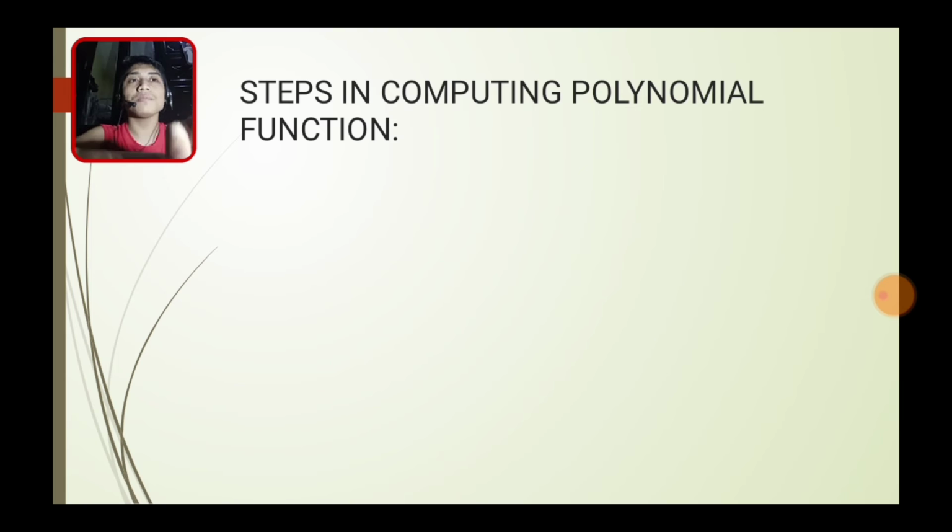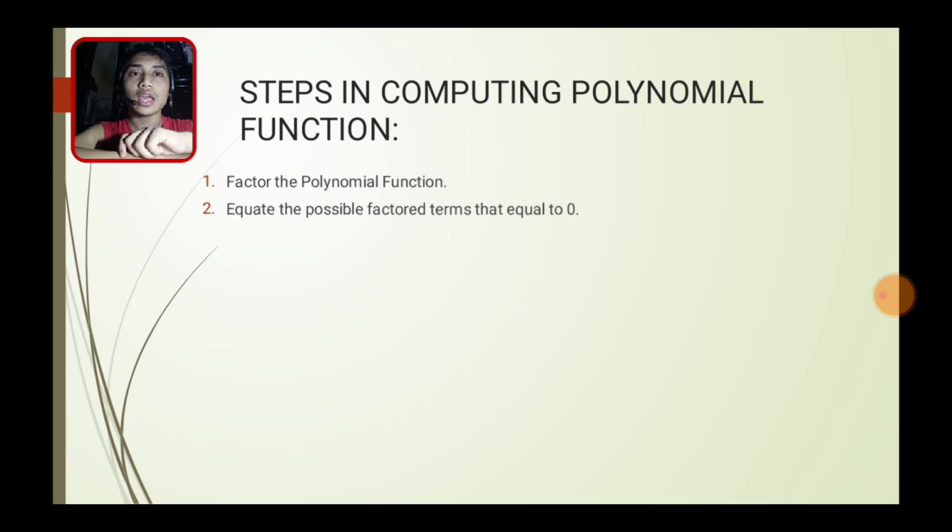So, the steps in computing a polynomial function. First, we are going to factor the polynomial function. Next, equate the possible factor terms to 0. In other words, use the zero property.